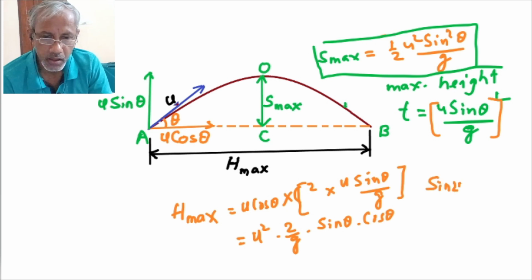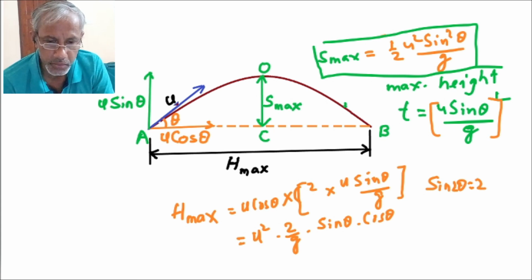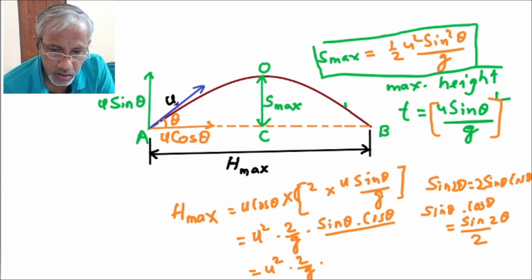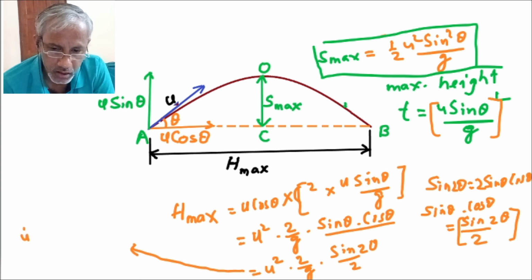Sin of 2 theta is equal to 2 sin theta cos theta. So sin theta cos theta will be equal to sin of 2 theta by 2. So this we can replace here. That will be equal to u square into 2 by g into sin of 2 theta upon 2, and that will be equal to u square by g, 2 gets cancelled, into sin of 2 theta.